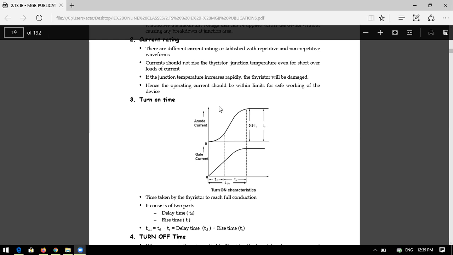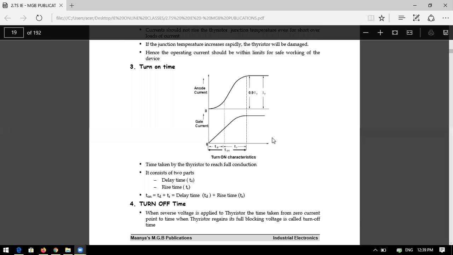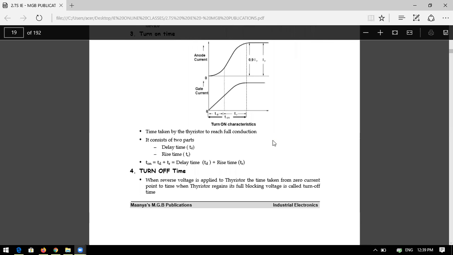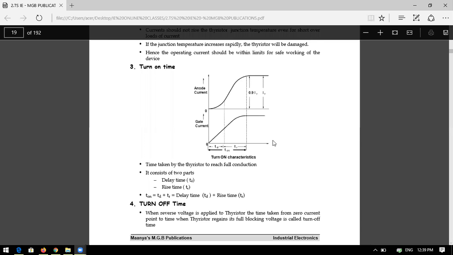Okay, so next one we have is turn on time. What is the turn on time? It is the time taken by the thyristor to reach full conduction. You can call that the turn on time. The turn on time T on depends on two parameters, delay time as well as rise time, TD plus TR.